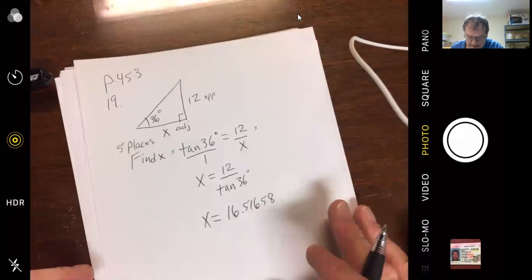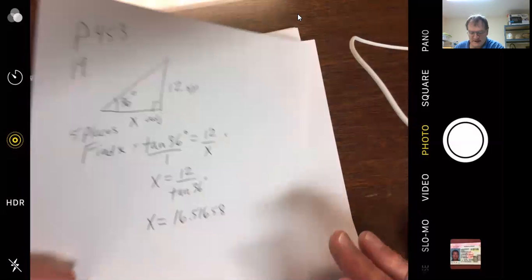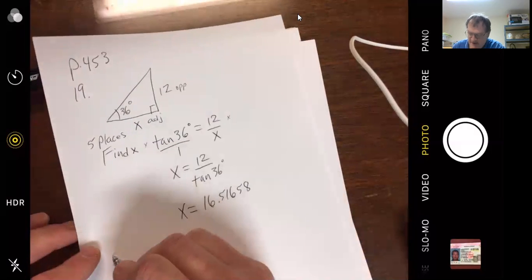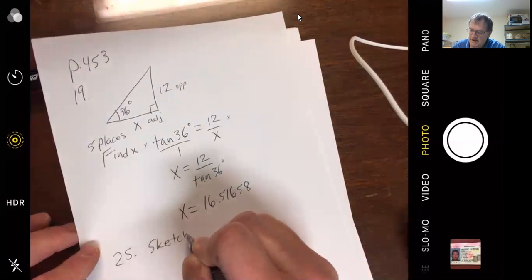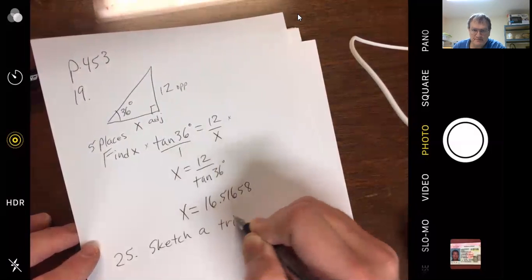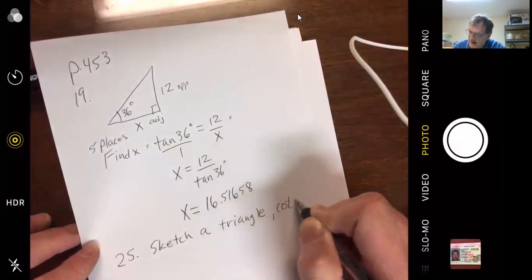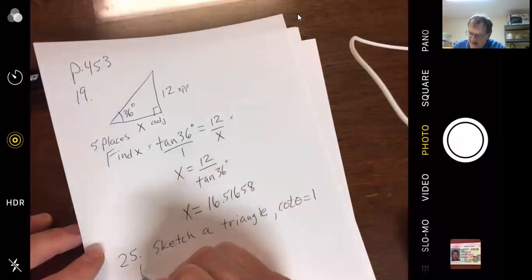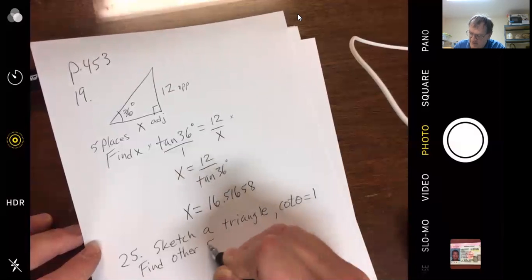All right, let's see. Sketch a triangle. Let's try 25. Sketch a triangle. Cotangent theta equals 1. Find the other 5 ratios.